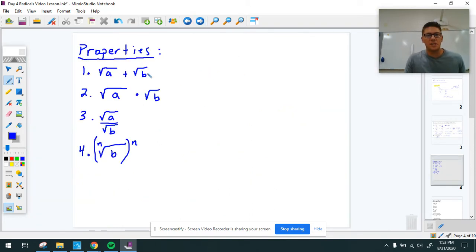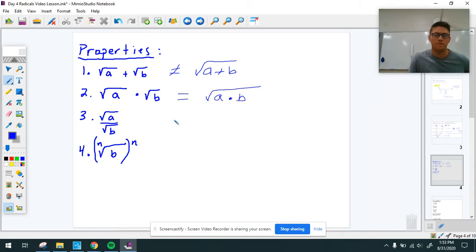So these properties here are all pretty straightforward. It's saying if you've got the square root of a plus the square root of b, notice they're different. It is not the square root of a plus b. But multiplication, it is equivalent, and you can multiply it.